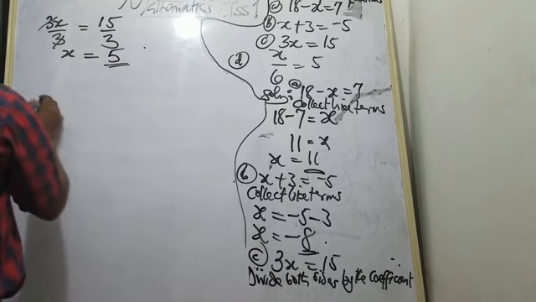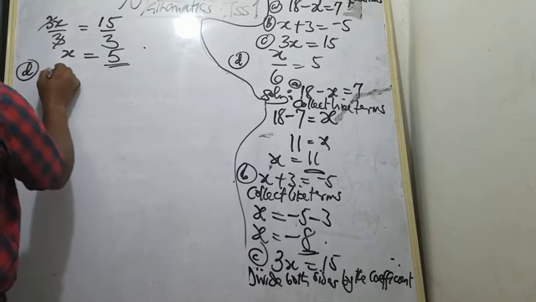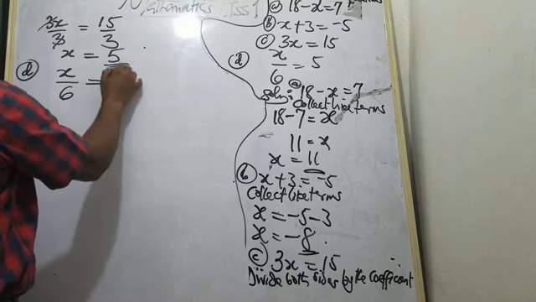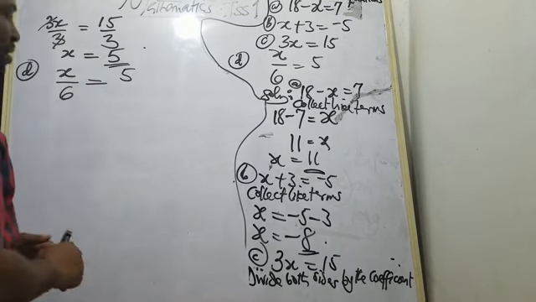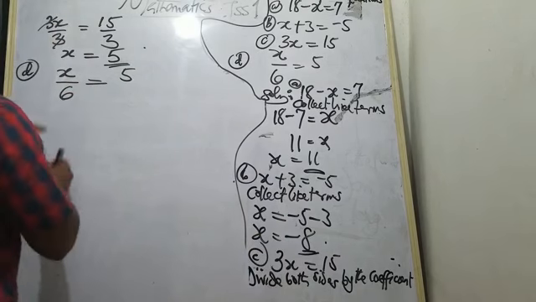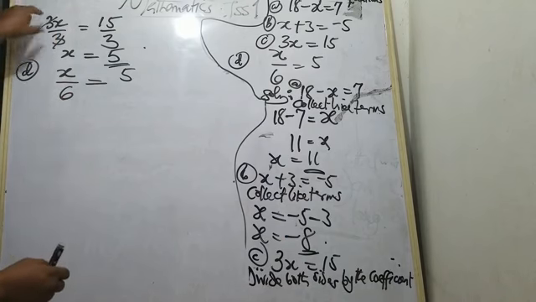Let's take number D. What is number D? You have x over 6 is equal to 5. Now look at this very carefully. What we did earlier is multiplication. Now you are dealing with what? Division. Here we divided both sides by the coefficient.